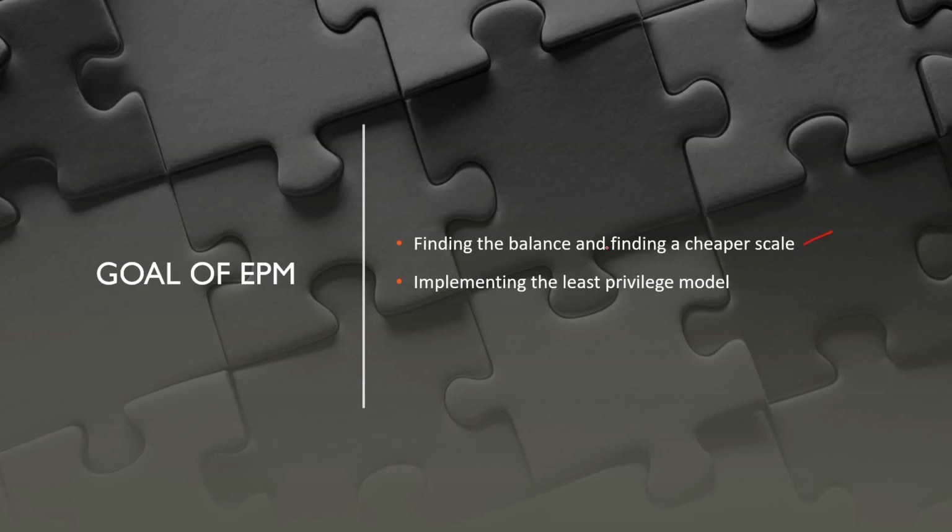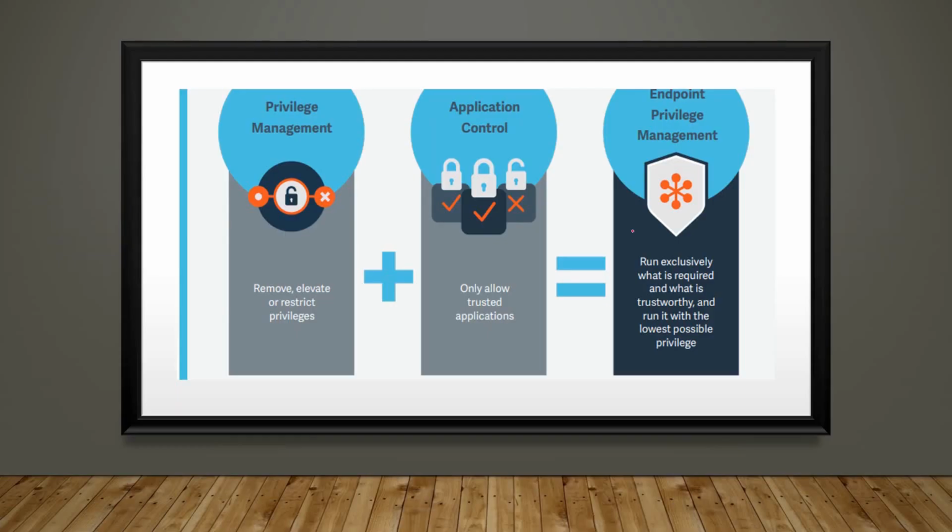So the goal of EPM is finding the balance and finding a cheaper scale and implementing the least privilege model. What least privilege model means is we should only provide that much privilege to an end user on a device which he actually needs. So we are providing him the least amount of privilege that an end user needs to be productive on his machine. We are not providing him anything more than that, right? So that is the concept of endpoint privilege management.